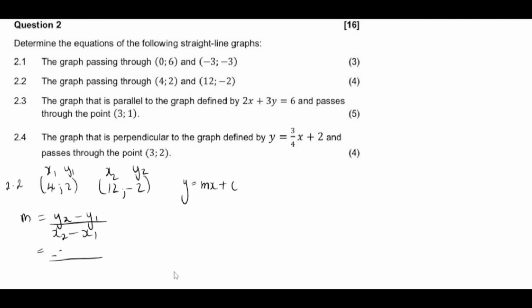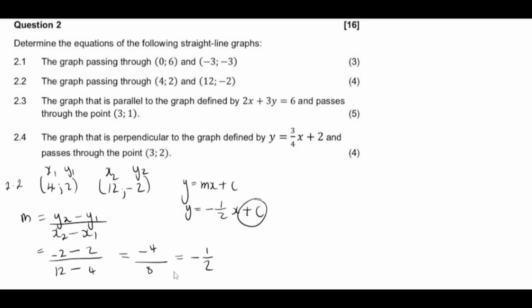Y2 is minus 2, x2 is 12 minus, x1 is 4, y1 is 2, which simplifies to negative 4 over 8. And then this further simplifies to negative 1 over 2. Our gradient is negative 1 over 2. So our equation is now y is equal to negative 1 over 2x plus c. Now let's find the value of c.